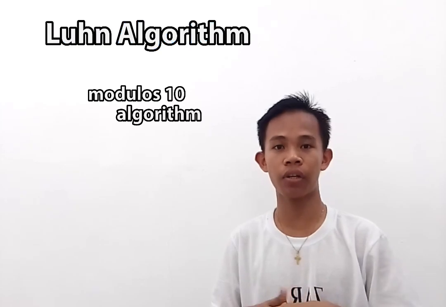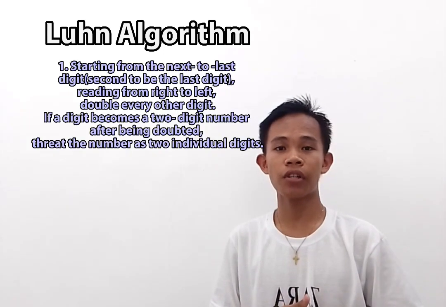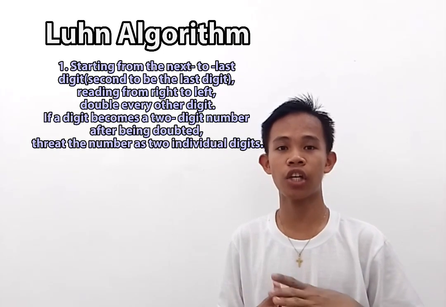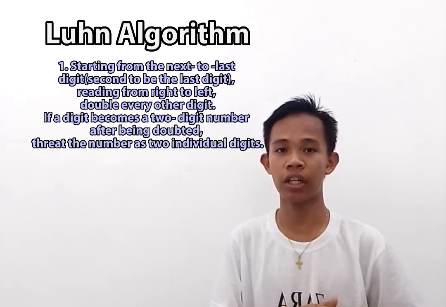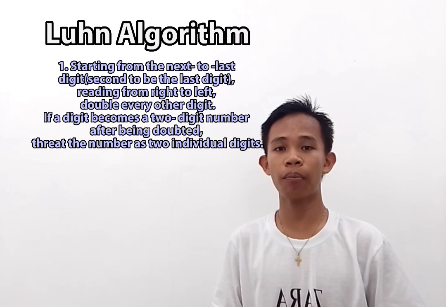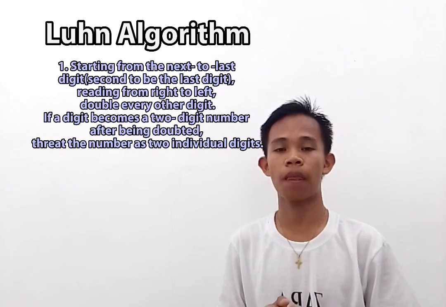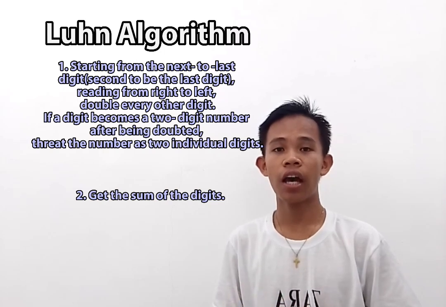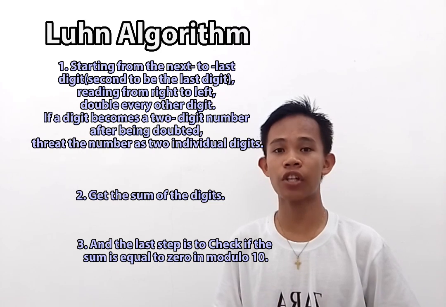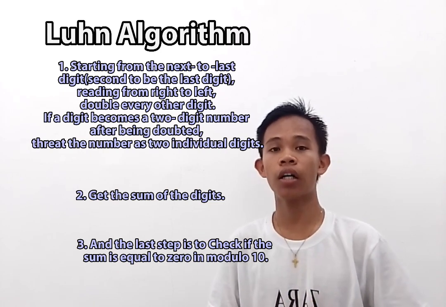modulo 10 algorithm. This algorithm is named after the scientist Hans Peter Luhn. In the Luhn algorithm, the first step is, starting from the next to last digit, reading from right to left, double every other digit. If a digit becomes a two-digit number after being doubled, treat the number as two individual digits. Second, get the sum of the digits. And the third and last step is to check if the sum is equal to 0 in modulo 10.